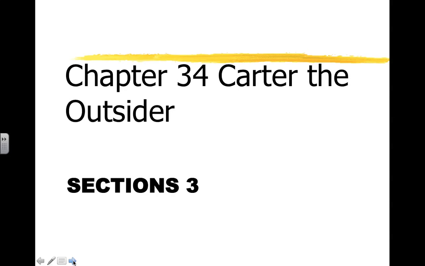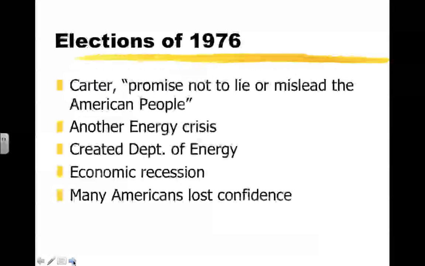All right, taking a look at Carter, the outsider. Again, a different president during the 1970s. First, he tried to promise not to lie or mislead the American people like his predecessor did, again, Richard Nixon. He again endured another oil energy crisis. We'll see him create the Department of Energy, regulating depletion of energy during this time. And we'll also see an economic recession. And again, that economic recession will continue during Carter's reign, and it will really hit its height in 1979 when we see the removal of the Shah and the Iranian hostage crisis. And many Americans lost their confidence in Carter.